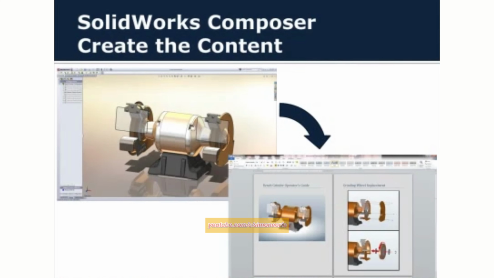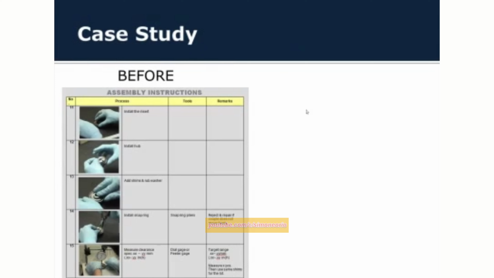So let's go ahead and take a look at a quick case study. Here's a simple example of a customer's assembly instructions before they purchase SOLIDWORKS Composer. What are the blue hands doing in all these pictures besides obscuring the parts in the assembly process? Honestly.